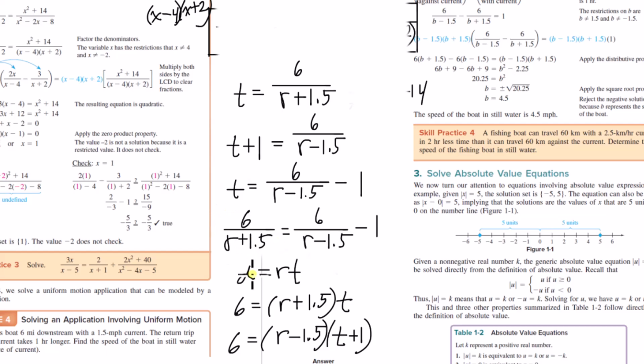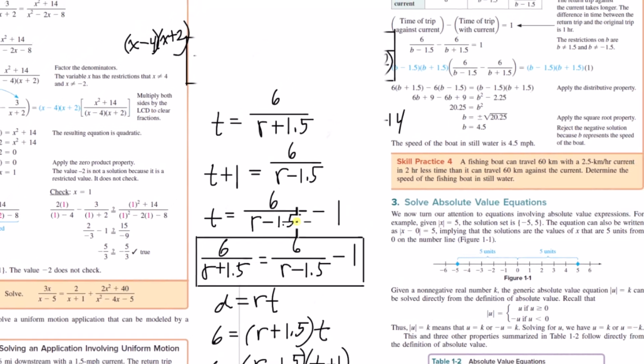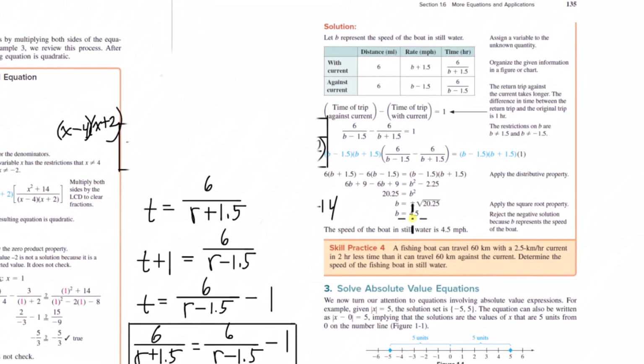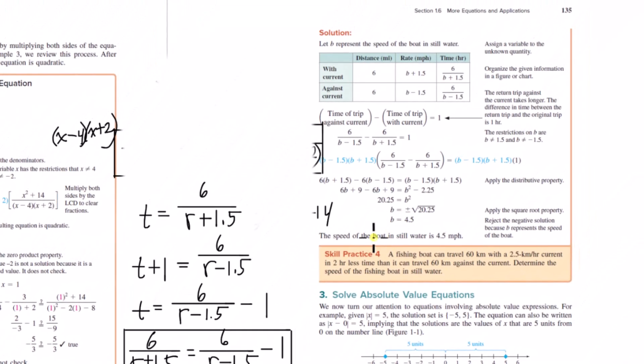This is a rational equation, right? It's going to result in a quadratic equation once you clear the fractions. And so they solve it and get that r is going to be 4.5 miles an hour. That's the speed of the boat in still water. So we'll work a bunch of examples. You'll get a feel for problems like this.